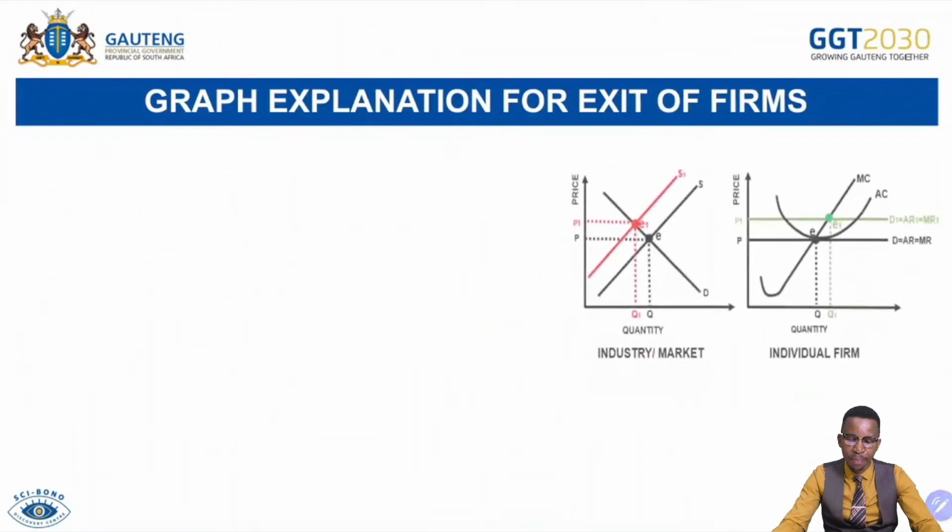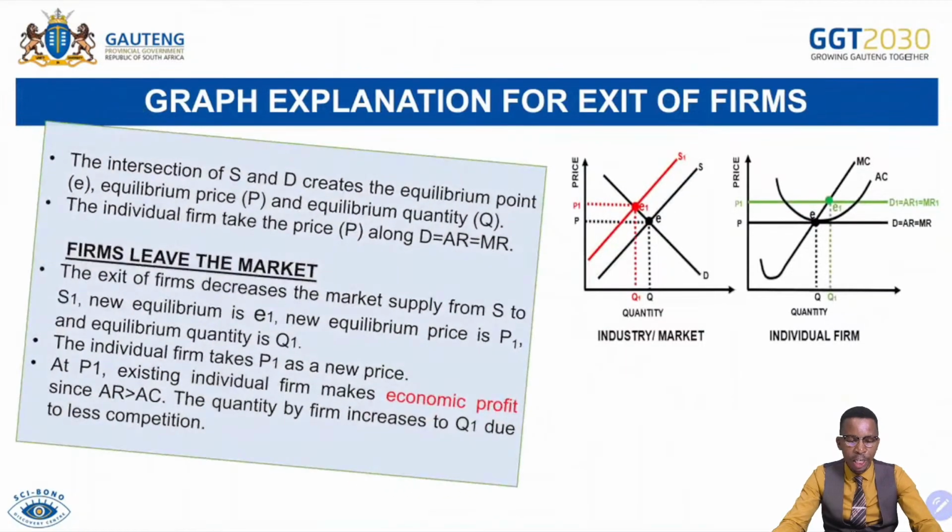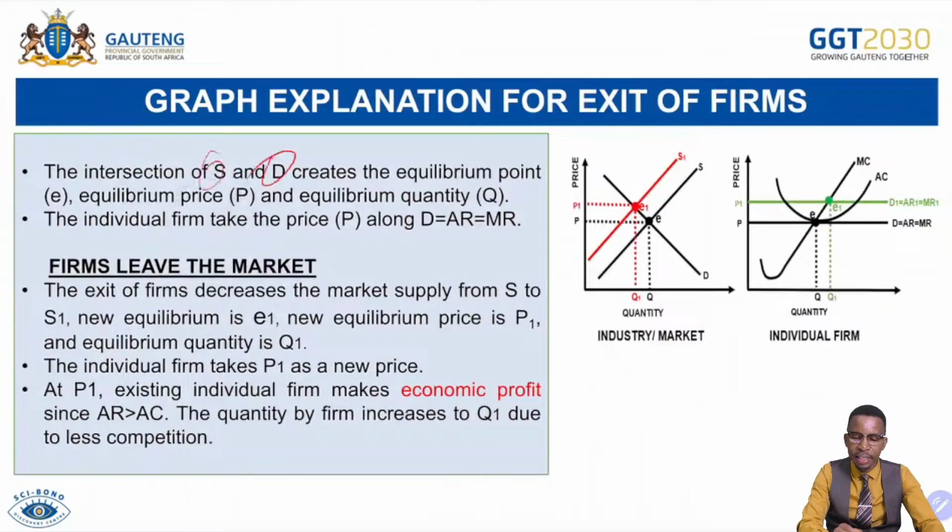Then we have the graph explaining. The same graph comes in, then we explain the original points. We talk about S and D intersecting there to create the original equilibrium. Then we have P and Q as original price and quantity. And then our demand curve, we say D equals AR equals MR, which is also equal to the price. Then firms are leaving the market.